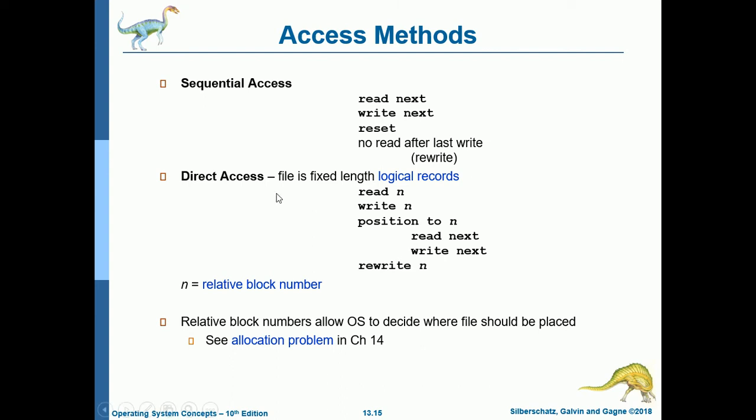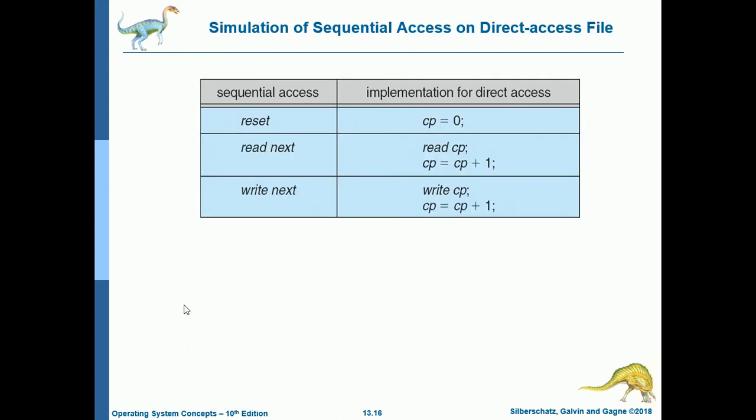For direct access, the file is fixed length logical records. The typical commands are read n, write n, position to n, and just as with sequential access, read next, write next, and rewrite n. N is equal to the relative block number. Relative block numbers allow the OS to decide where the file should be placed. See the allocation problem in the next chapter, chapter 14.